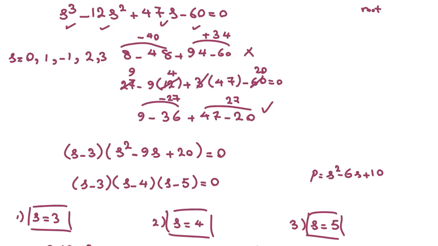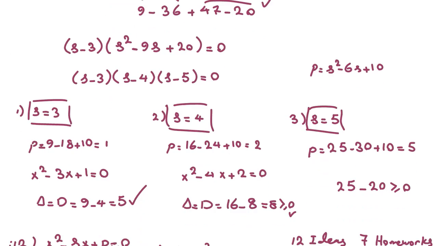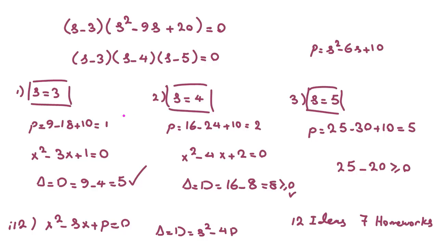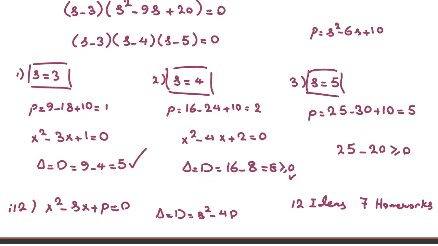But because the problem says x and y are real numbers, we should check for these s whether x, y are real numbers or not. From this equation, we say p is s squared minus 6s plus 10. So if you check s squared minus 6s plus 10, for this one it is 1, this one 2, this one 5. And we have an idea that if we want to find roots, for example, if you know sum and product, you can create a quadratic equation like this. Roots of these equations are x and y.